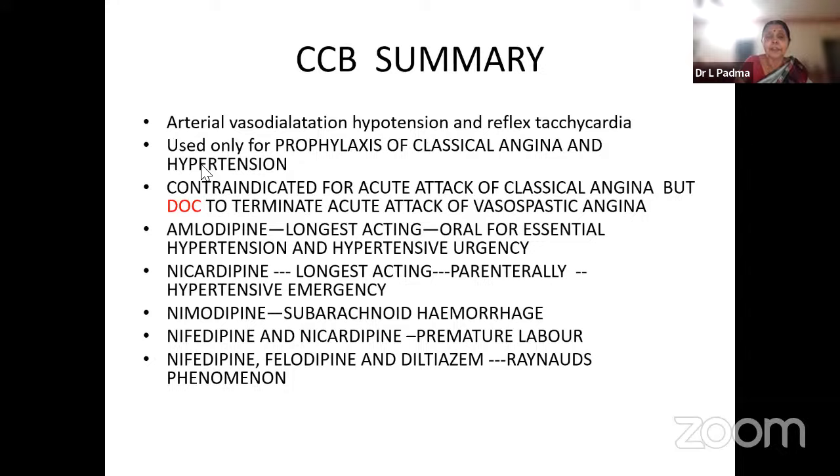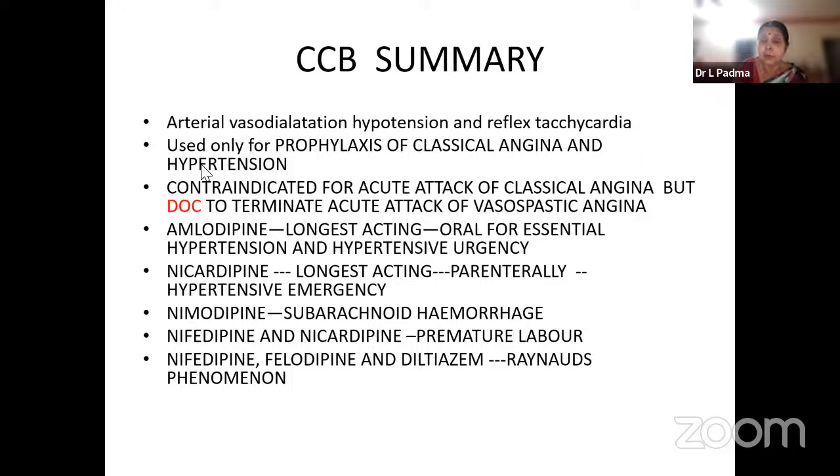So what is the summary of this? Recollect: arterial vasodilatation, hypotension, reflex tachycardia. Isolated systolic hypertension, which is there most often above 60 years of age. It is contraindicated in acute classical angina, but it is the drug of choice in vasospastic angina to terminate the acute attack, along with nitrates.